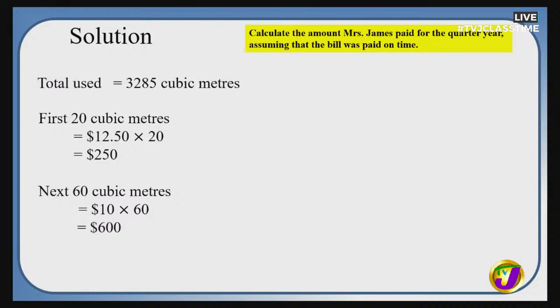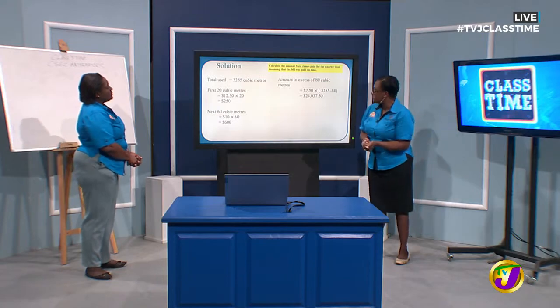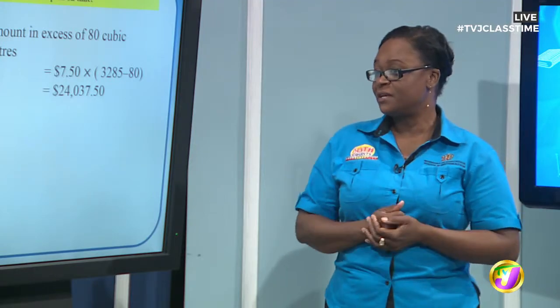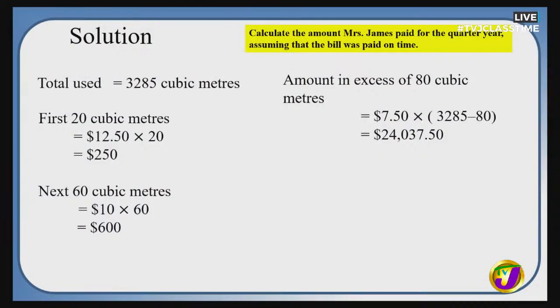Okay. Cubic meters. Now, if we went over 80, in excess of 80, now we have a reduced rate of $7.50. And so how do we do our calculations here? Because we would have paid for the first 80 cubic meters, the 20 and the next 60. We need to take out that amount that we would have paid for, to find out the amount of cubic meters that remain, and multiply it by the cost of $7.50 per cubic unit for the excess. So we don't pay twice for the 80.